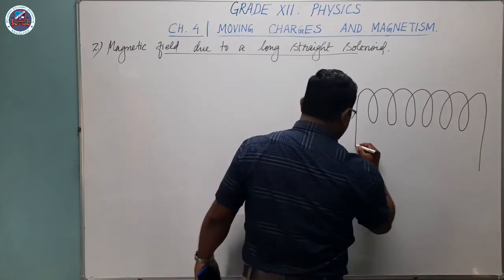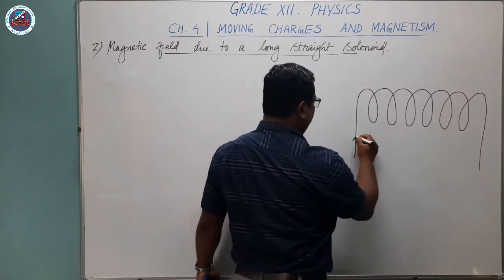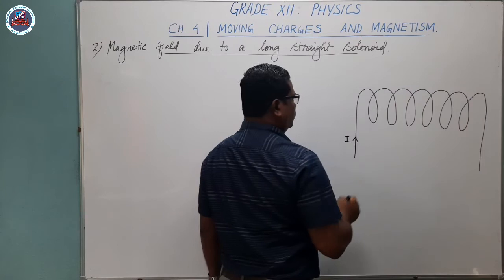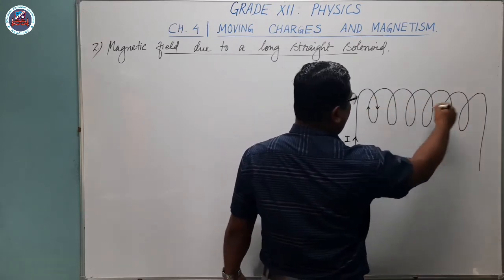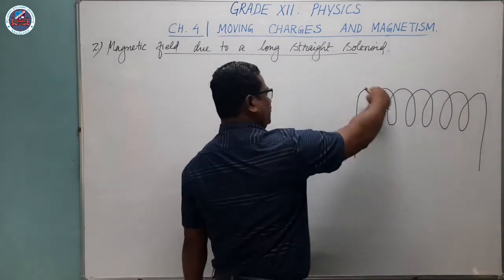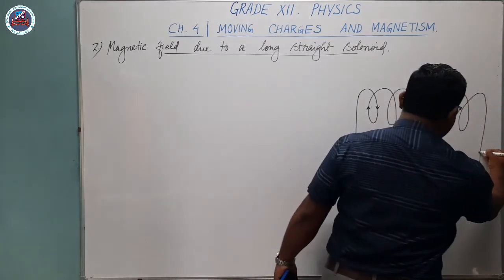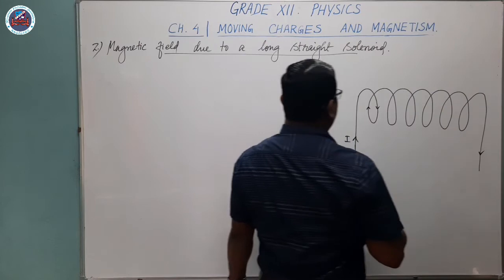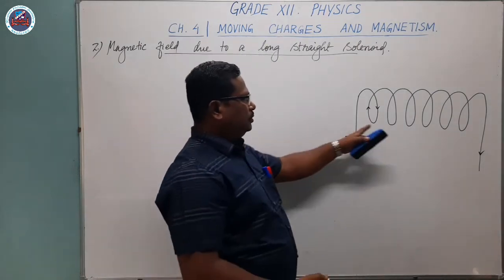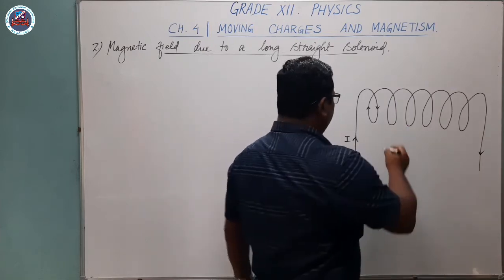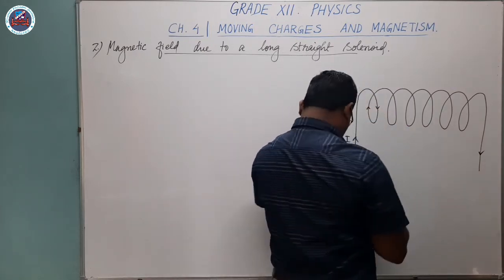Suppose this is your solenoid, and then you are allowing current I to pass through the solenoid. The current is in this direction, all throughout if you draw. So the current is passing in this way and is leaving from this end. Now to find out the magnetic field inside the solenoid, we consider the Amperian loop in this form.